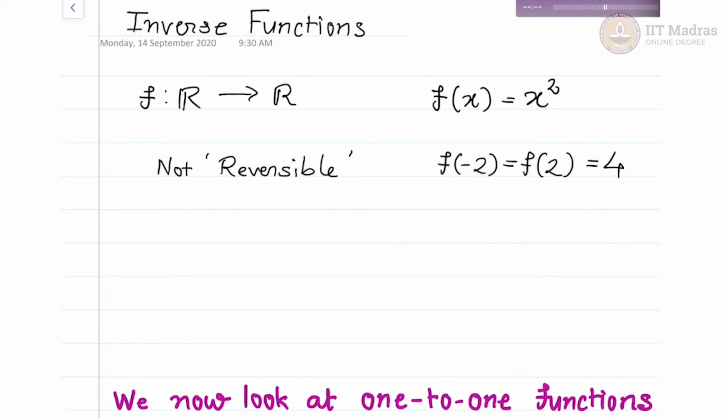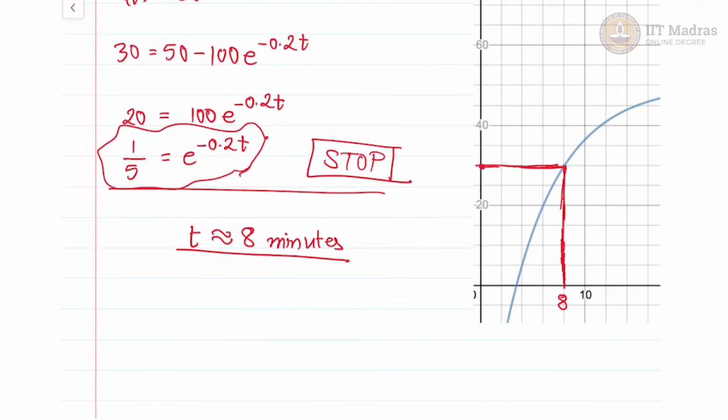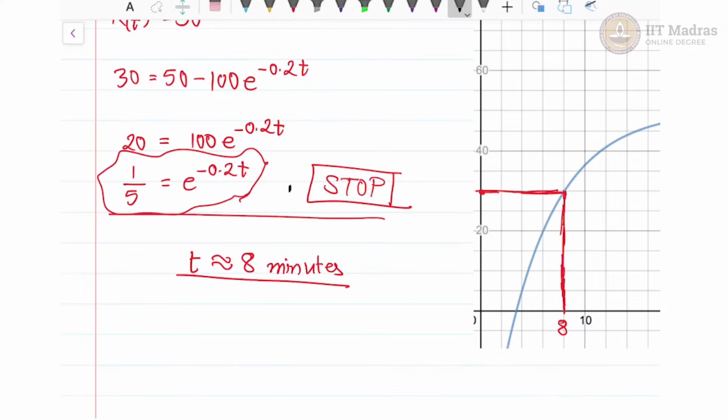Hello students, in the last video we stumbled upon one concept where we could not proceed. Let us go to the last video's last slide. If you look at this particular concept, we actually stopped while computing, and we stopped because we didn't have enough information on how to write t is equal to something given this equation.